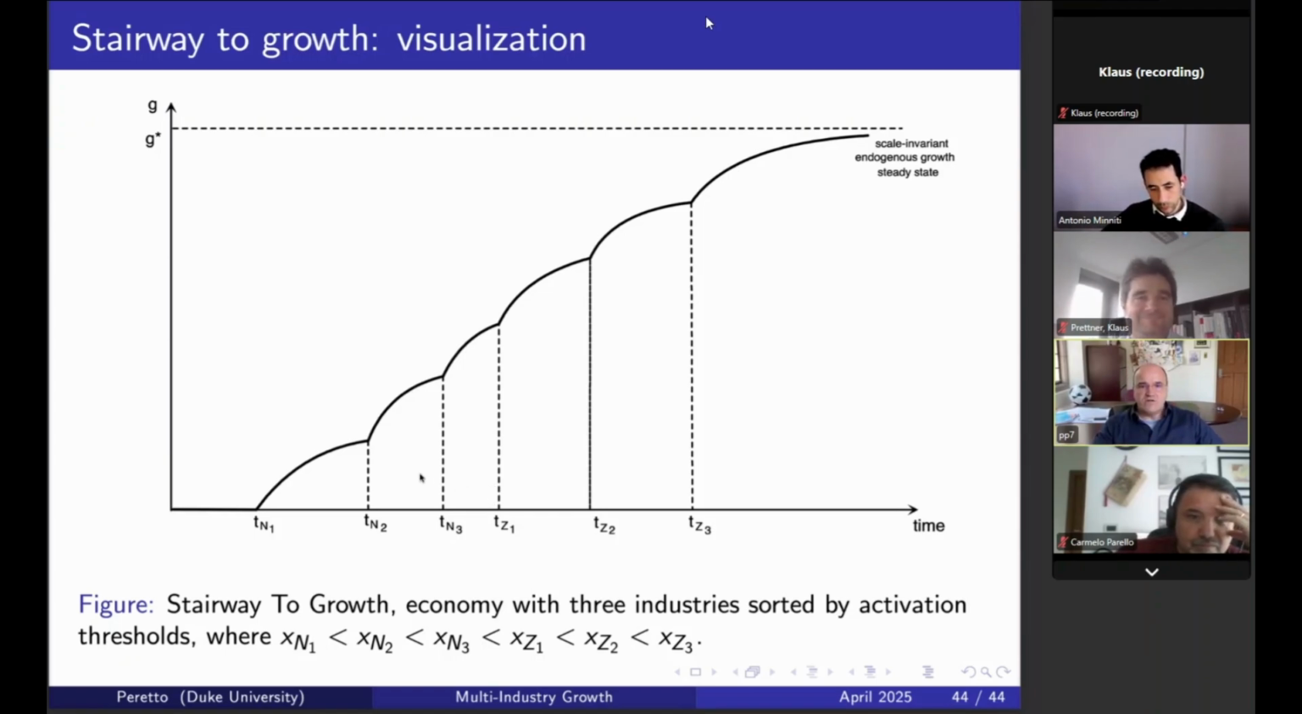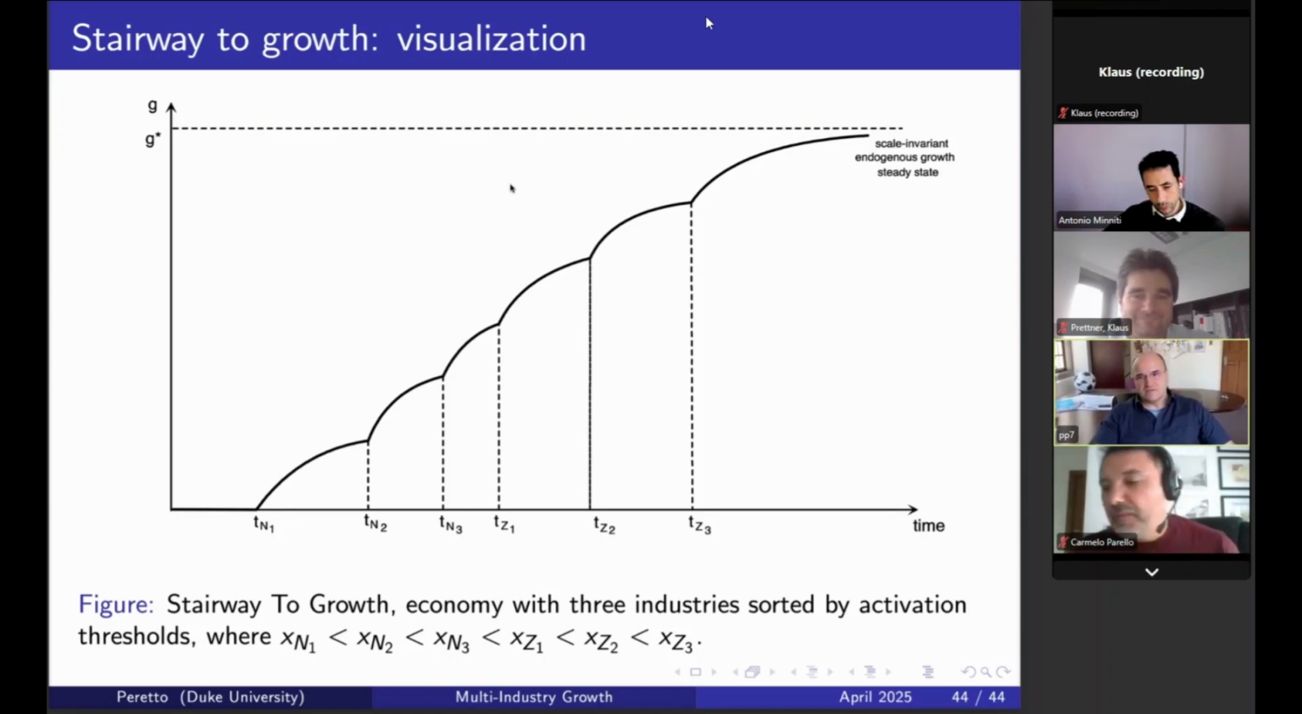And I have no prior on whether the stairway to growth should look concave or convex, S-shaped with initial convexity, because that's entirely possible. When I was an undergraduate, I saw many pictures like this drawn by hand, people representing the growth process as a sequence of moving from one industry to the other, but never fully microfounded models with an analytically tractable structure.